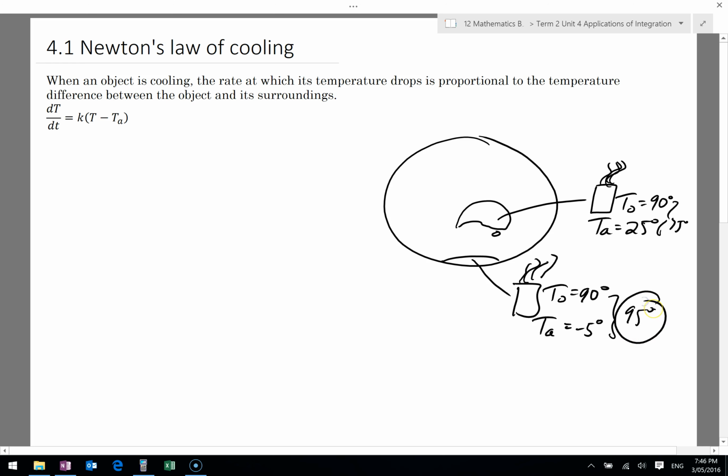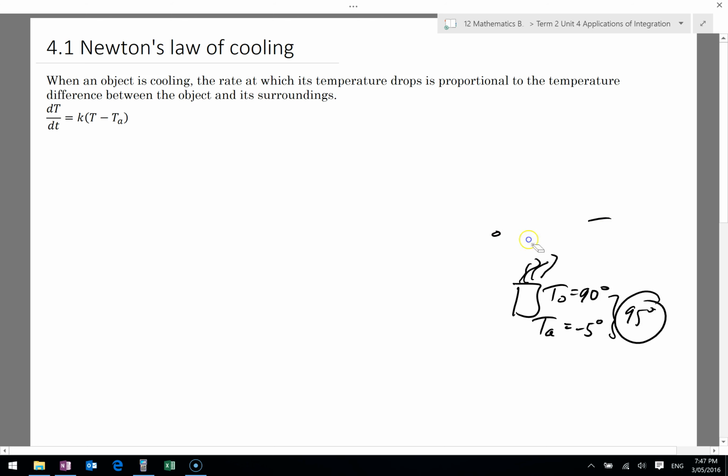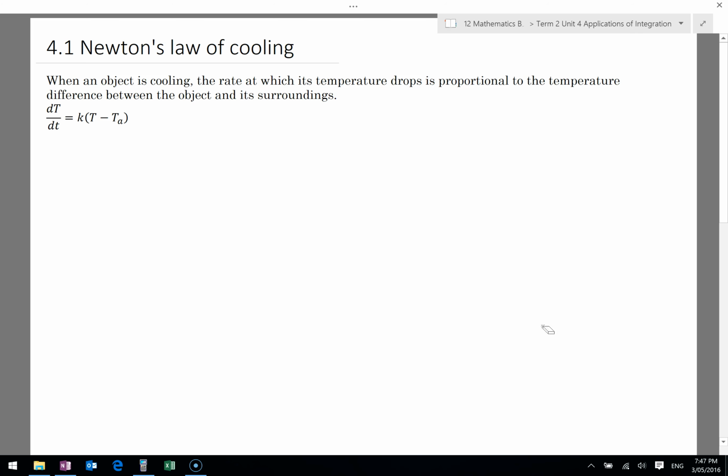Because there's a bigger difference here between the temperature of the coffee and the temperature of the surroundings, in Antarctica our coffee is going to get colder quicker, which is basically what this rule is saying. And that's what we know to be intuitively true in any case. So the way we write this as a differential equation is the rate at which the temperature is changing with respect to the time is some constant multiplied by the difference between the temperature of the liquid or the object and the ambient temperature.